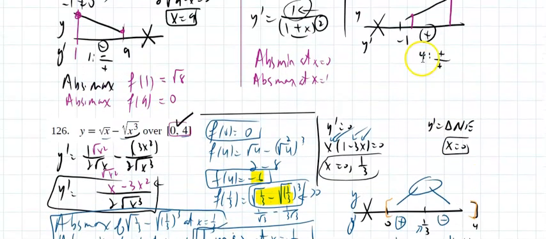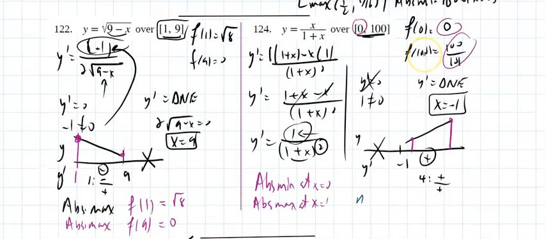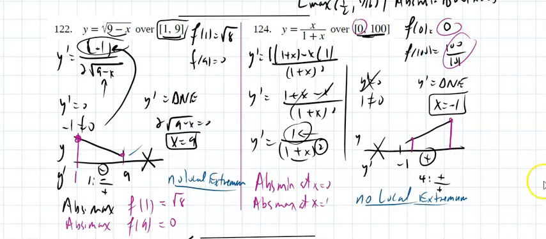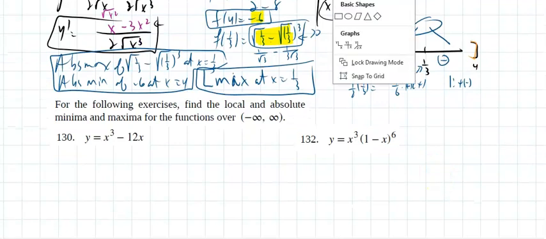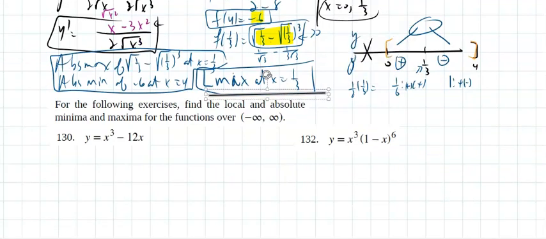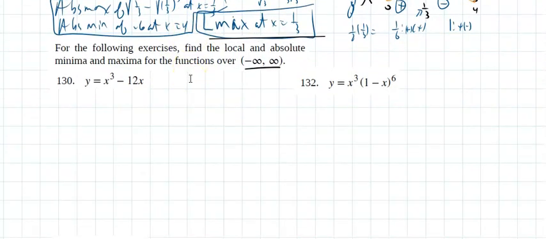By the way, I forgot to mention here, if a function is always increasing, there are no local extrema. And if it's always decreasing, there are no local extrema, meaning no local maximum, no local minimum. It must change direction for that to happen. All right. Now, they pretty much eliminated the interval. They say find the local and absolute minimum and maximum over the interval. Well, let's see how this works.